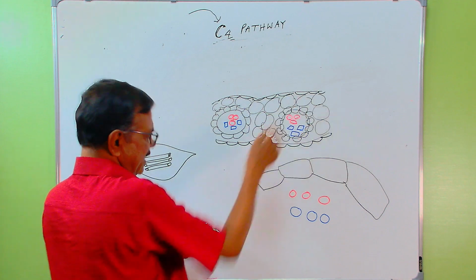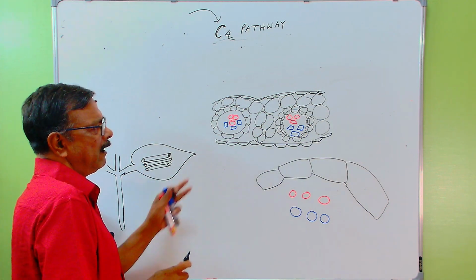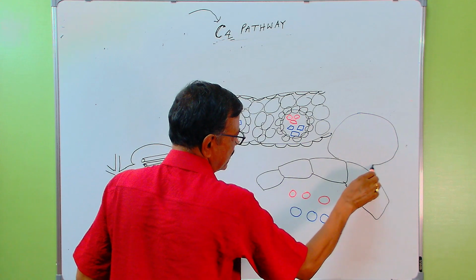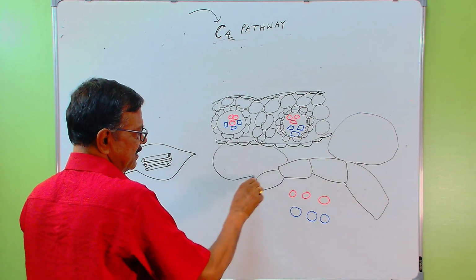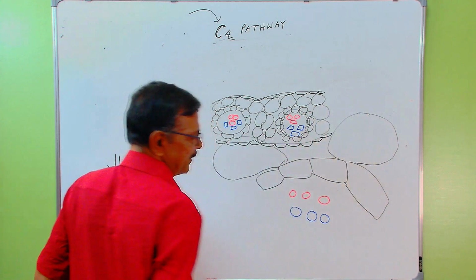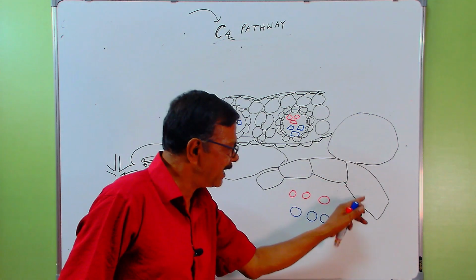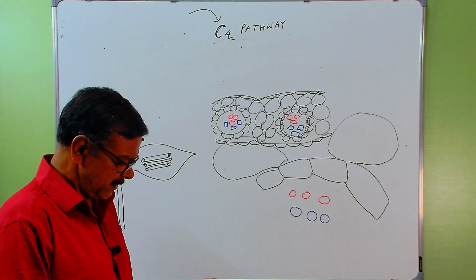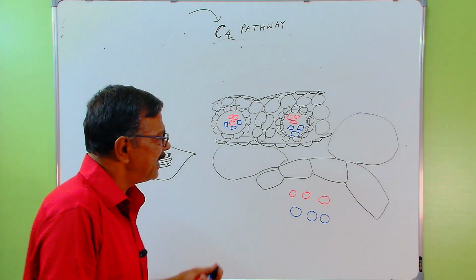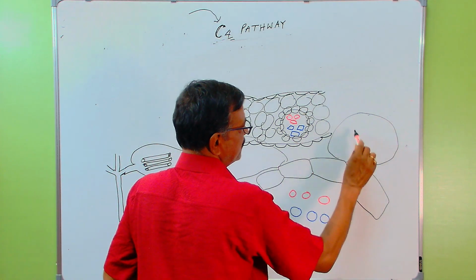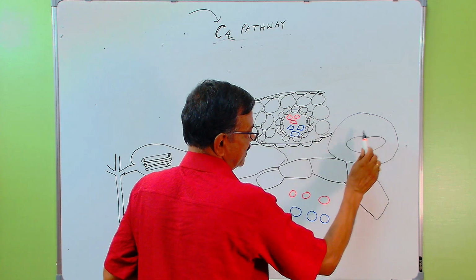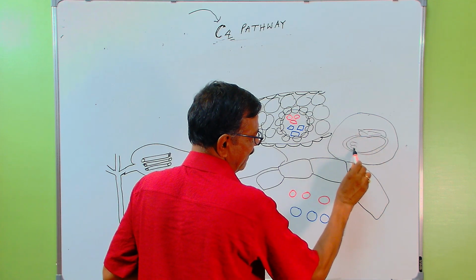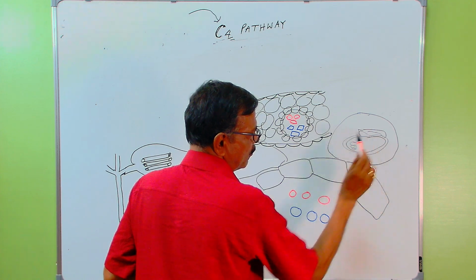And above the bundle sheath cells, there are mesophyll cells or spongy parenchyma, but spongy parenchyma containing chloroplast are called mesophyll cells. So these are mesophyll cells containing chloroplast, and the bundle sheath cells also contain chloroplast. Now what happens? In the mesophyll cells, there are chloroplasts. There are grana, there are stroma also.